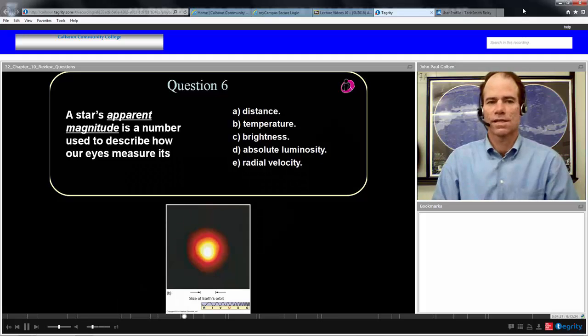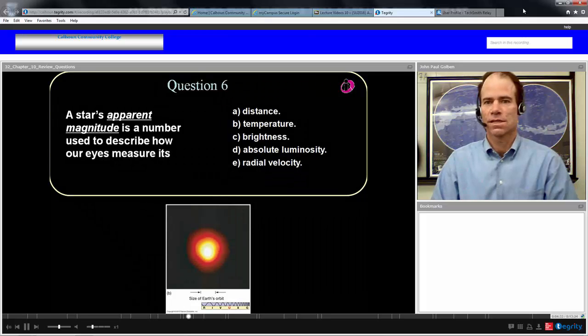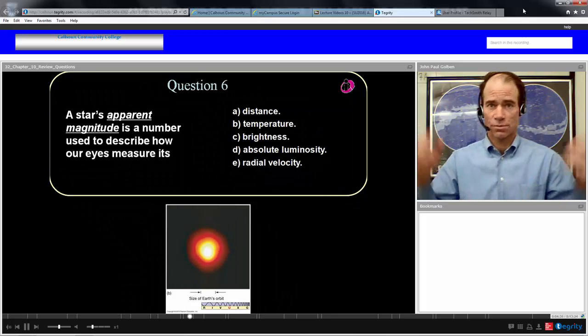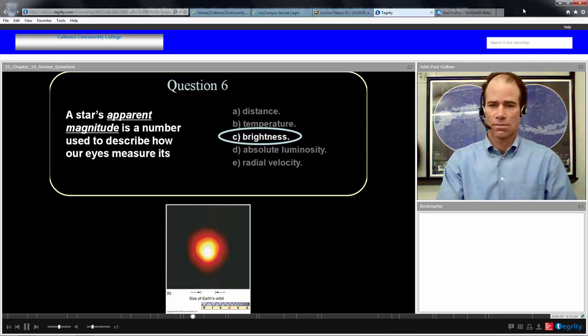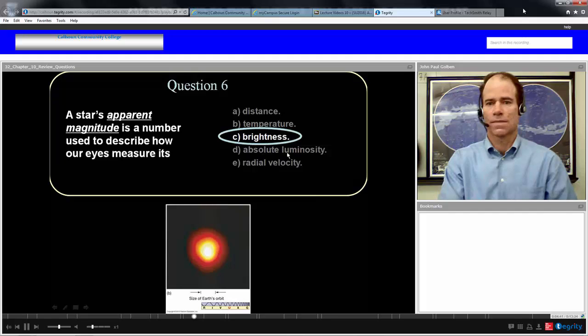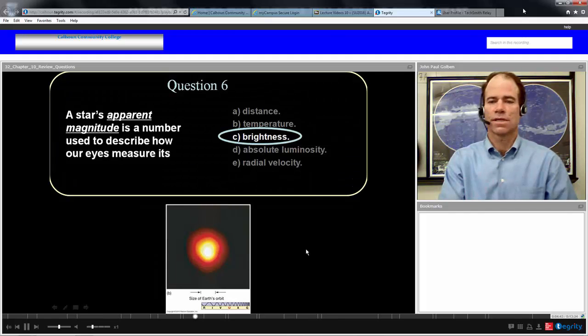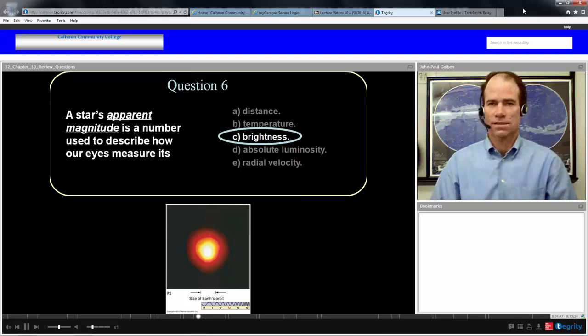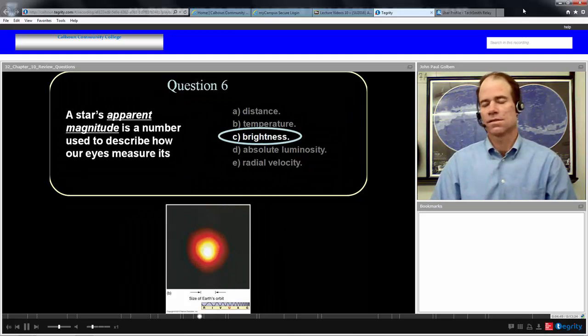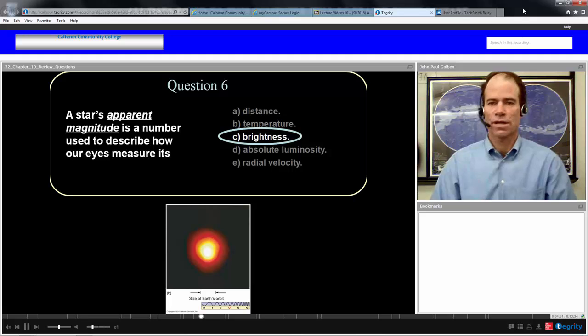Question 6. A star's apparent magnitude is a number used to describe how our eyes measure how it appears in brightness to us. So how our eyes measure its brightness as we see it. Not its absolute luminosity, because as we see it, that's what it appears to us, and it's not necessarily its absolute brightness.